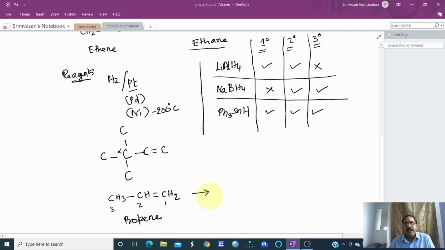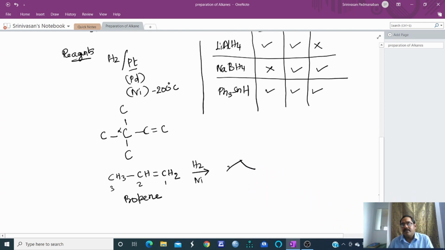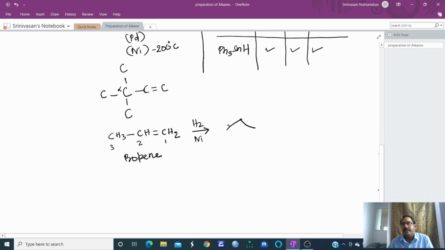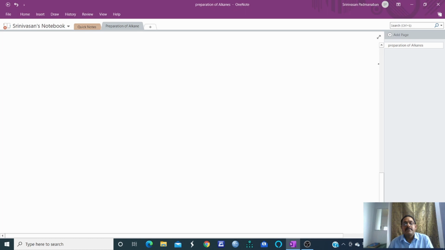Suppose you go for hydrogenation in the presence of nickel as a catalyst, so we will have this compound. See, I have given it in line diagram. So this is propane. Okay, so this is about the first preparation. We'll go for the second one.